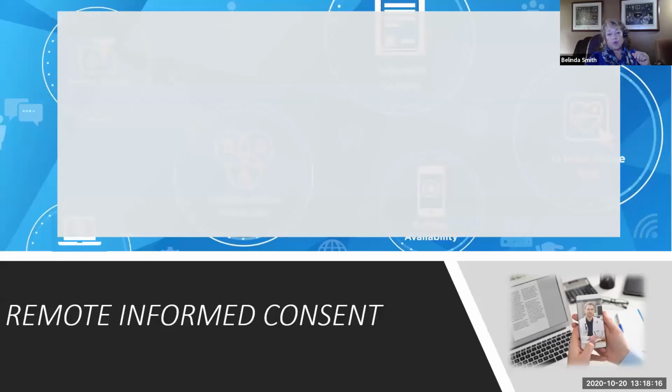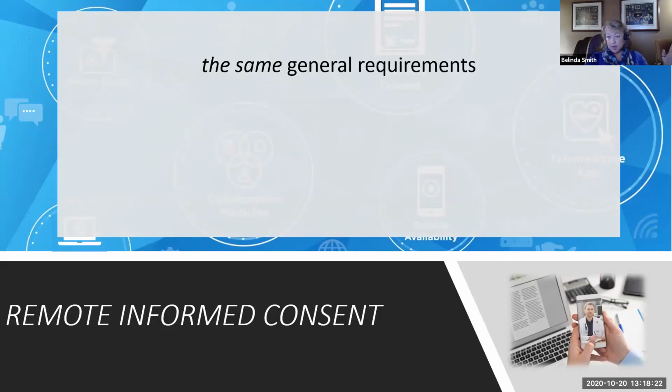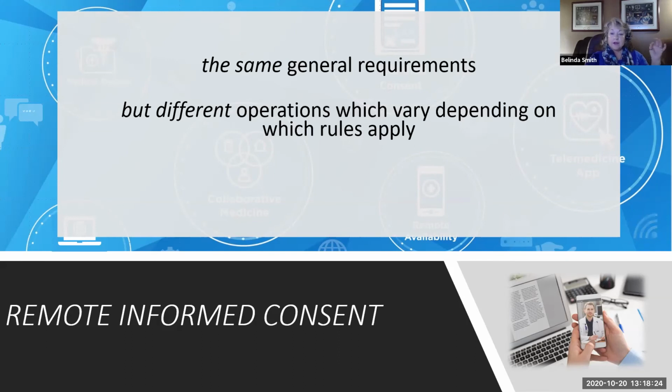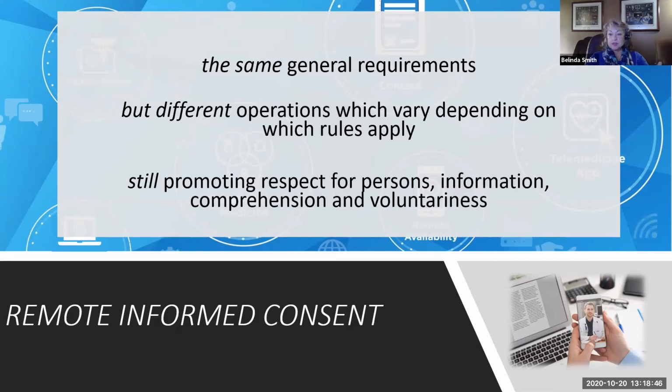So with remote informed consent, the same general requirements apply, okay? There are different operations you will need to do, but those are going to vary depending on which rules apply. So start by figuring out which rules apply to the study so you know what your options are, because there's no reason to apply the most stringent of requirements when that's not warranted, okay? And in general, you're still promoting respect for persons, providing information they would need, ensuring their comprehension and promoting the voluntariness for remote informed consent.